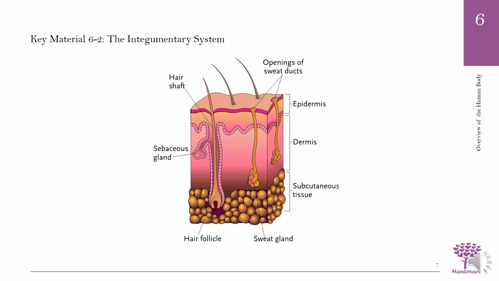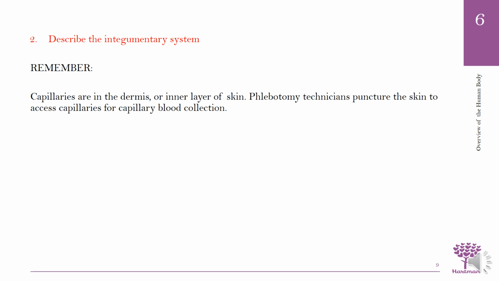The functions of the integumentary system are to protect internal organs from injury, protect the body against bacteria, and prevent the loss of too much water. It also responds to heat, cold, pain, touch, pressure, and just remember that capillaries are in the dermis, or the inner layer of the skin. Phlebotomy technicians puncture the skin to access capillaries for capillary blood collection, very commonly in pediatrics.